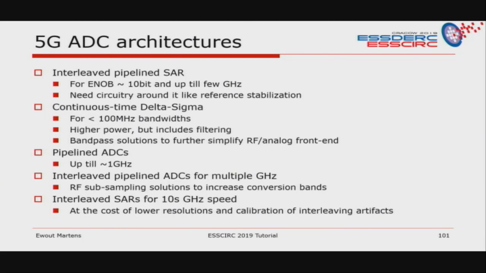And there are pipeline ADCs, single-channel pipeline ADCs up to 1 gigahertz, and time-interleaved pipeline ADCs for multiple gigahertz, so that if you want RF subsampling, they can be used. And finally, if you want to go up to tens of gigahertz speeds, interleaved ADCs are the only viable option for now, at the cost of lower resolutions and lots of calibration requirements for the interleaving artifacts. That ends my presentation.